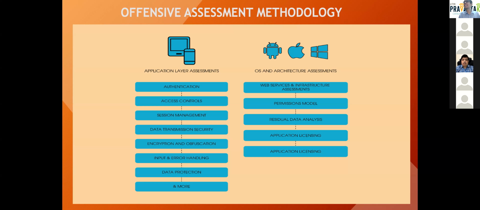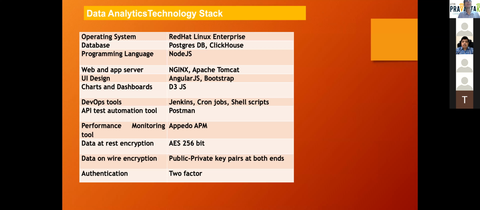On the OS architecture, we have varieties of operating systems, the web services and infrastructure on the cloud side, permissions model, residual data analysis, application licensing, etc. All these things came as a part of our offensive assessment methodologies. So this is a data analytics technology stack.